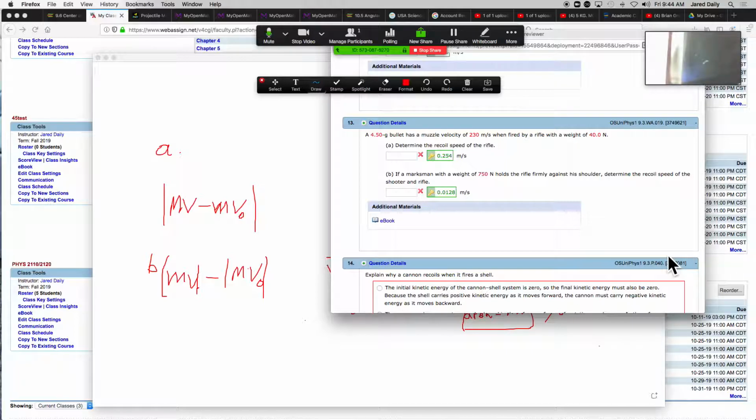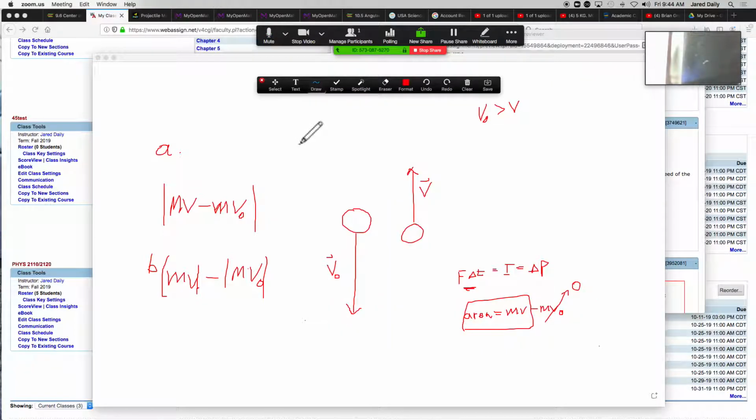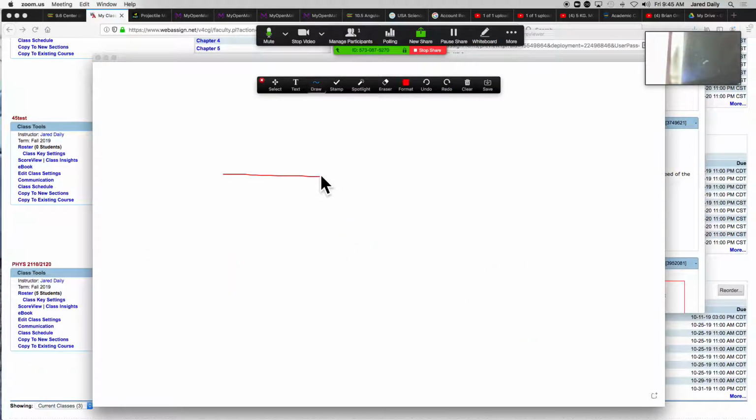In number 13, you have a bullet that is fired from a rifle. You're given the mass of the bullet, you're given the weight of the rifle. So you want to probably take the weight of the rifle and calculate its mass by dividing by 9.8 to start. And then they want to determine the recoil speed of the rifle. This is a very simple problem. Both parts A and B use the same equation but with different numbers in it. And it looks like this. You have your rifle. This is going to be a beautiful rifle.